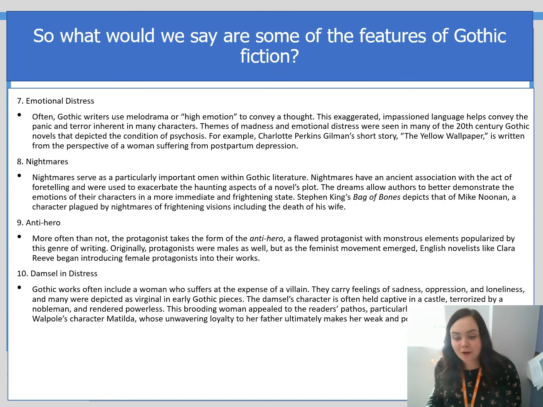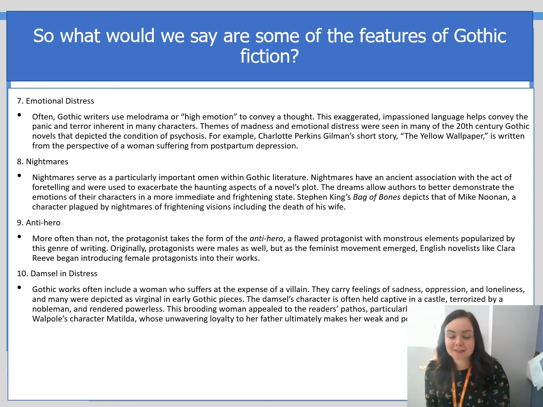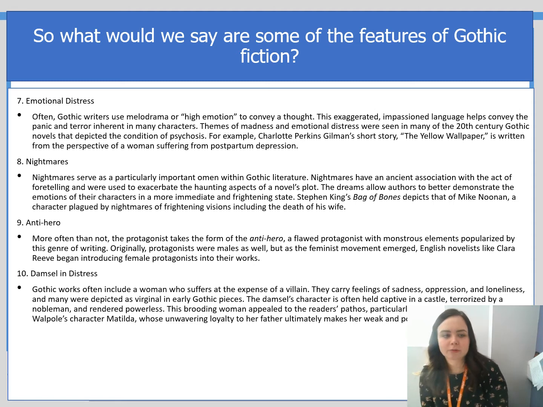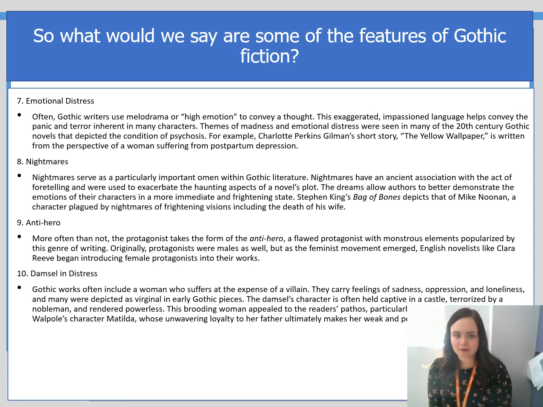These are the final couple. I appreciate it has been a lot of information today, but these are the really interesting bits I think about Gothic fiction. So number 7 is emotional distress. Often Gothic writers use melodrama or high emotion to convey a thought. This exaggerated, impassioned language helps convey the panic and terror inherent in many characters.